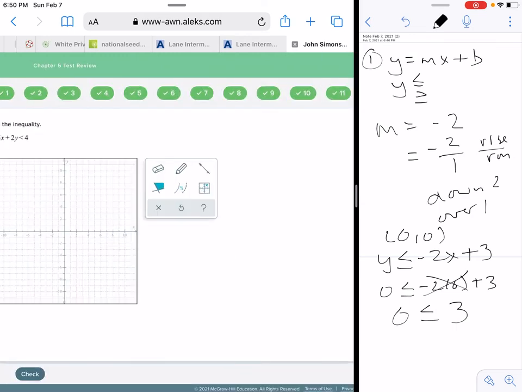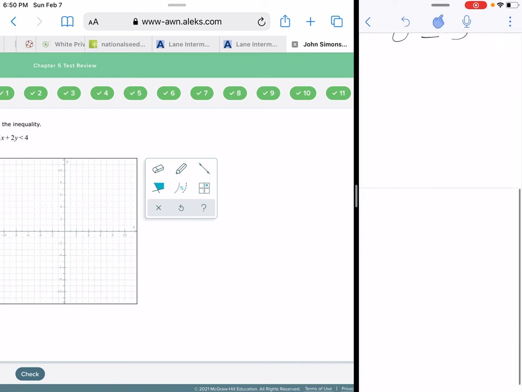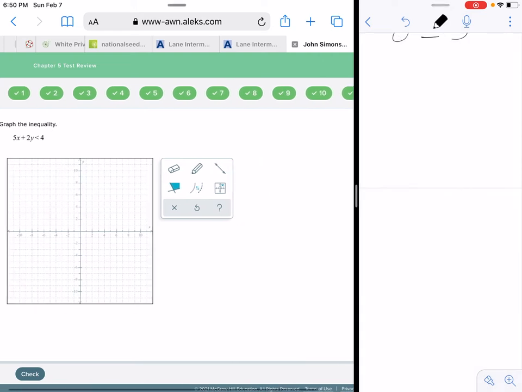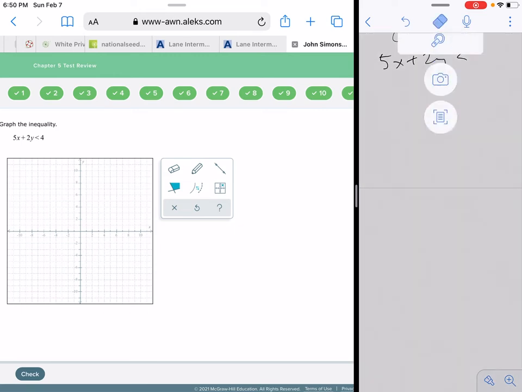Now let's grab my grab tool here, move this. Okay, so now they're giving us something, and it's in standard form. So what we want to do is take this 5x plus 2y and rewrite it in slope-intercept form. Okay, so that means that we've got to solve for y.